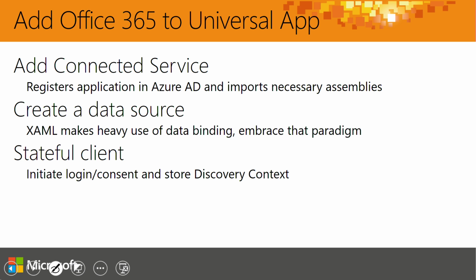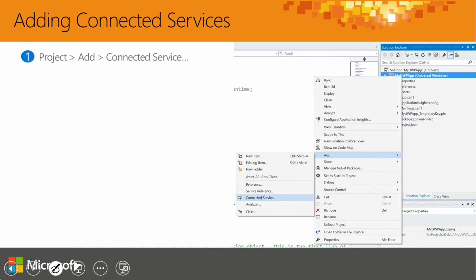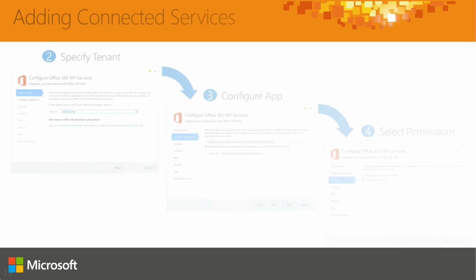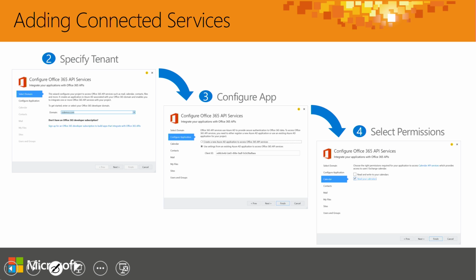All right, so how do we go about adding these connected services? Well, the first thing we do is we go into our project and we right-click on the project we want to connect, and we choose the Add Connected Services wizard. I'm going to show you this in the demo as well, so I'll skip through these slides pretty quickly. It basically then says, well, what services do you want? You can see here that we need to tell it which tenant we're going to connect to.